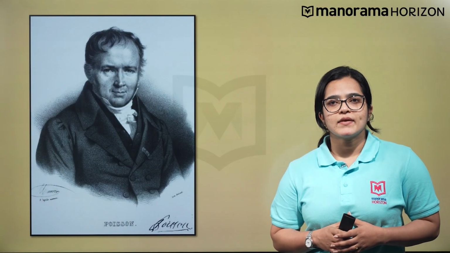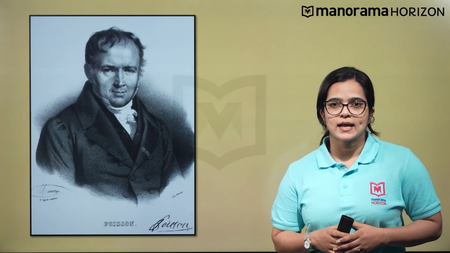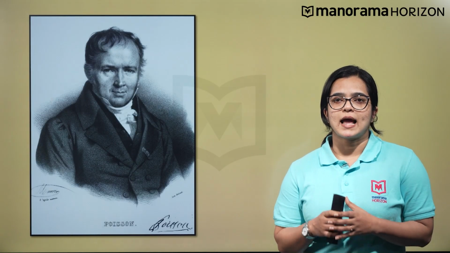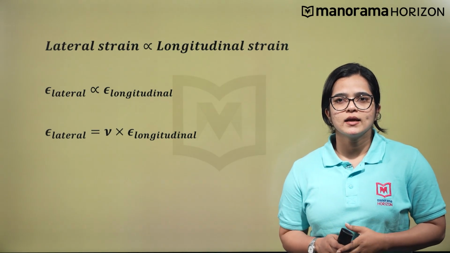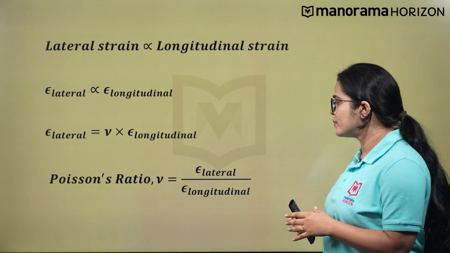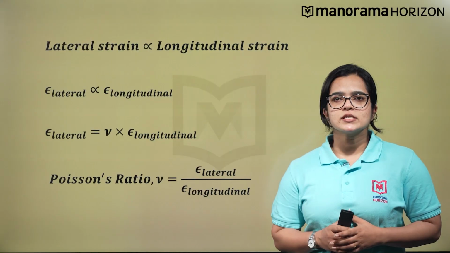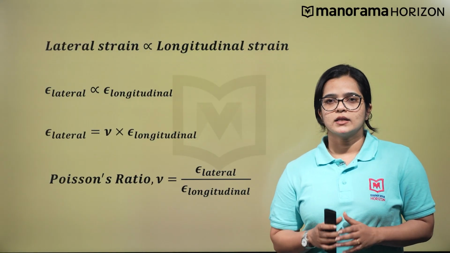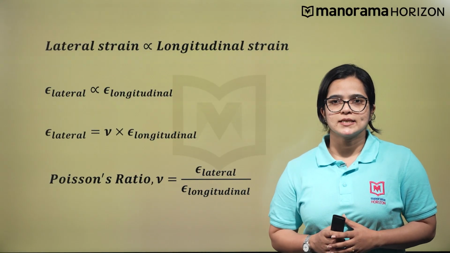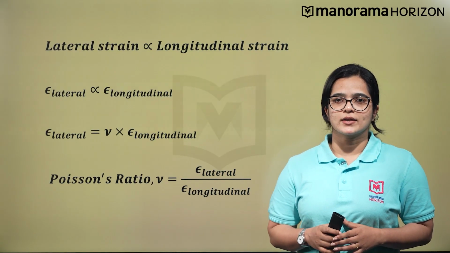In 1827, a French mathematician and physicist, Simon-Denis Poisson, proposed that within the elastic limit, the lateral strain in a material is directly proportional to the longitudinal strain. The constant of proportionality in that relation is termed as Poisson's ratio. It is a ratio between the lateral strain to the longitudinal strain. It's a dimensionless quantity and has no unit. The value depends on the nature of the material. The Poisson's ratio tells us how much a material will deform in the lateral direction.